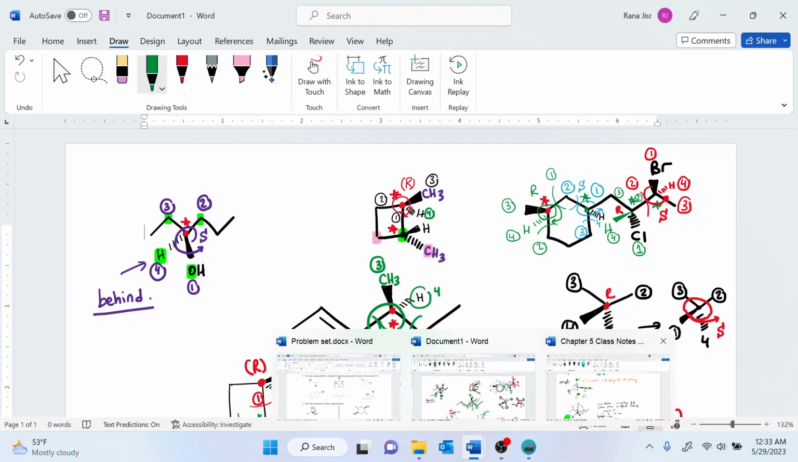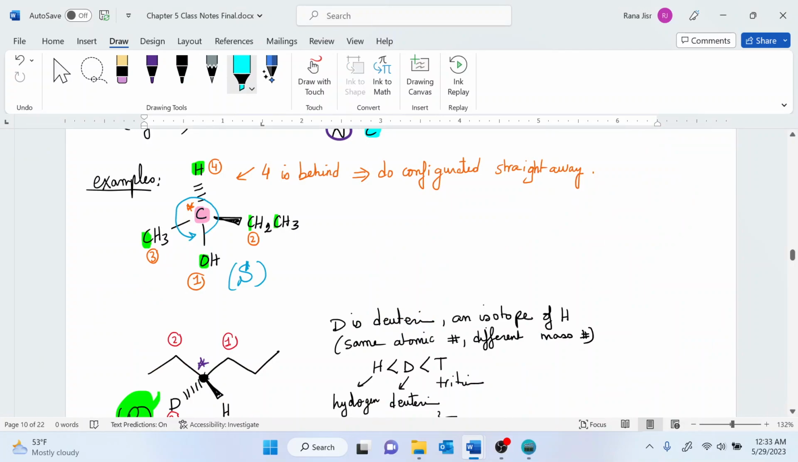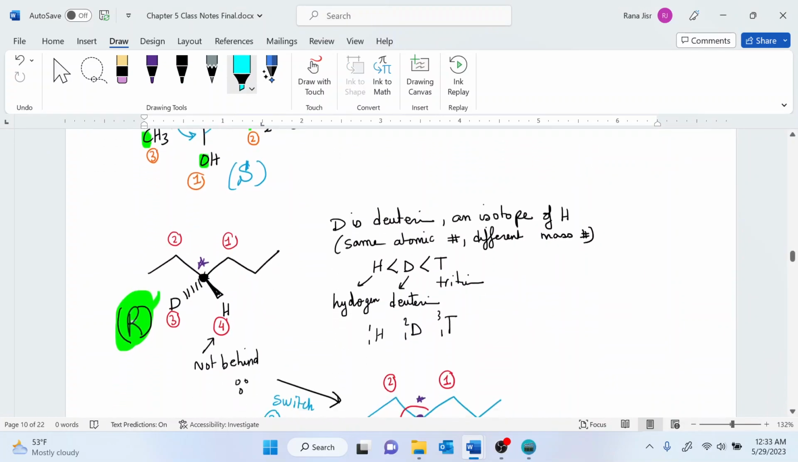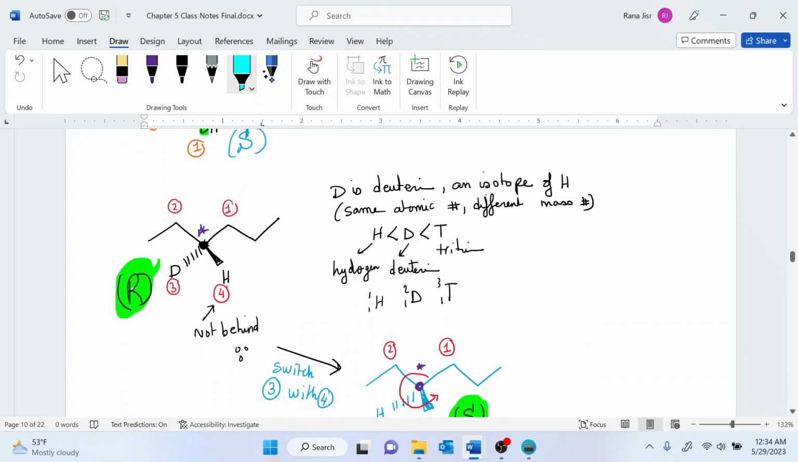There are other examples in the practice sheet that I posted, so please work those out. Now, another thing is when you are working with isotopes of hydrogen, like deuterium and tritium. Tritium is going to be the highest mass number. Remember that isotopes have the same atomic number, different mass number. So now I need to go with the mass number here. And T has a higher mass number than the D, which is deuterium. So if I have an example like that, I have a D and the hydrogen, definitely the D is going to be higher priority than the hydrogen.